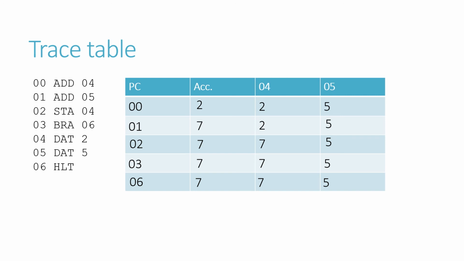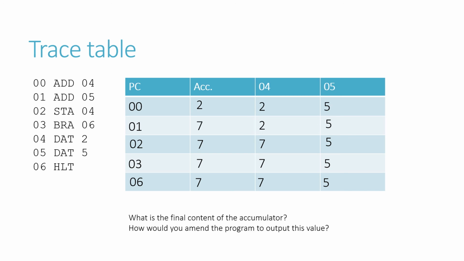So that is how we go through a program in the LMC instruction set. What's the contents of the accumulator at the end of this program, and how would you amend the program so that it outputs this value? See if you can make those changes on paper now.